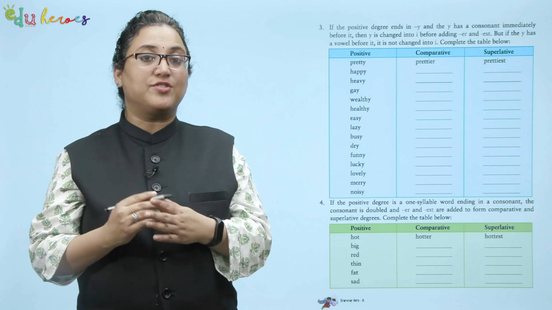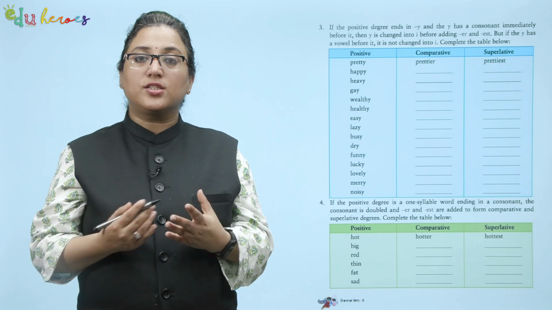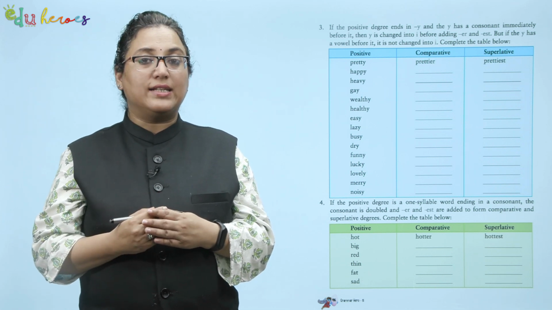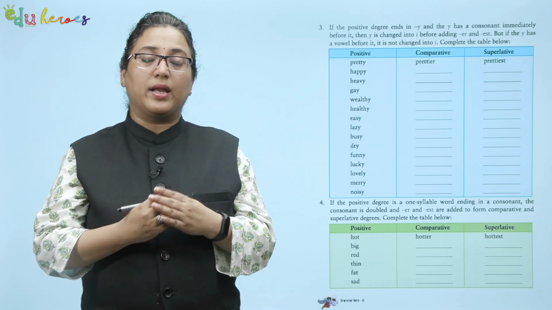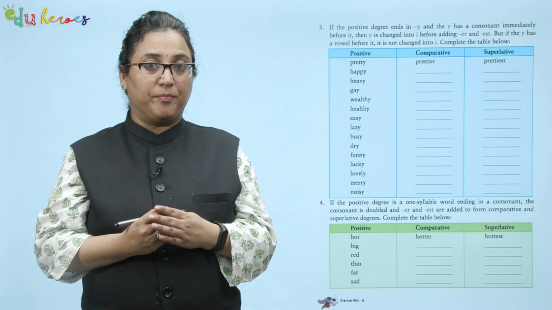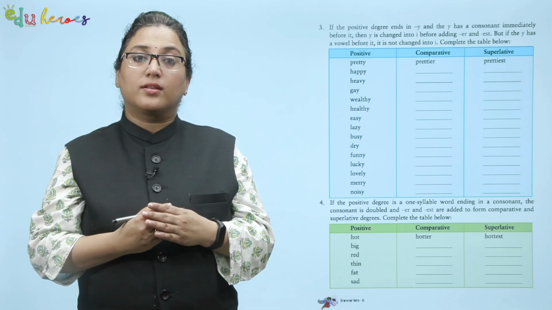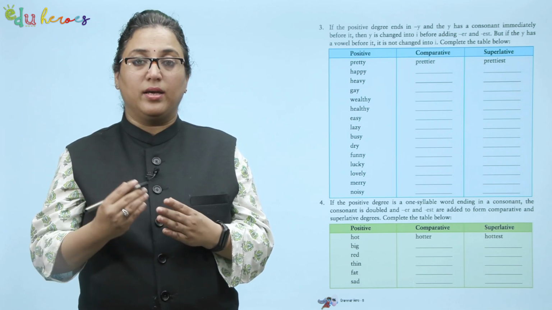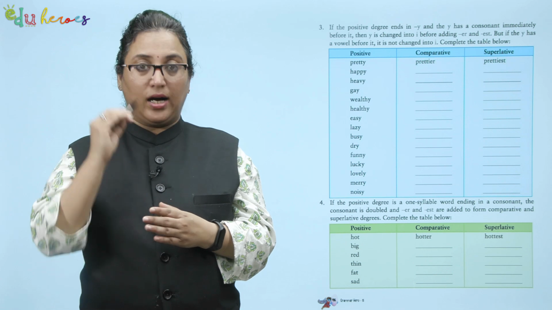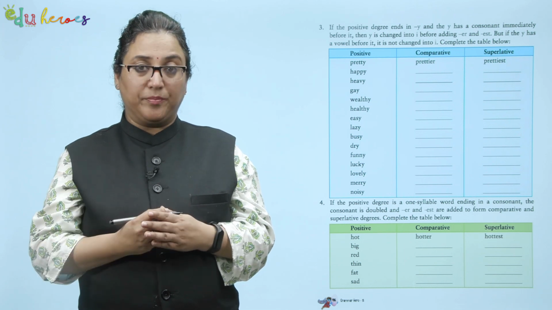Children, if the positive degree ends in Y, the letter Y, and the Y has a consonant immediately before it, then Y is changed into I before adding ER and EST. बच्चों हमारे पास जब जो शब्द पॉजिटिव डिग्री में होगा और वो Y में ख़त्म हो रहा है और उसके बाद है कॉन्सोनेंट यानी जो वावल नहीं होता है, तब Y किस में चेंज हो जाएगा? एक I में. हम Y को नहीं यूज़ करेंगे, Y को ड्रॉप कर देंगे, उसकी जगह हम यूज़ करेंगे I, द लेटर I और IER और सुपरलेटिव में IEST.